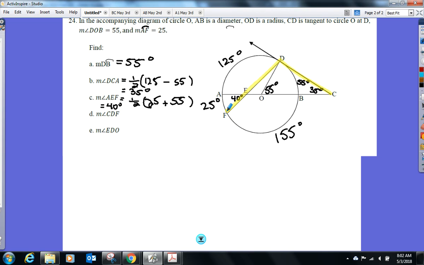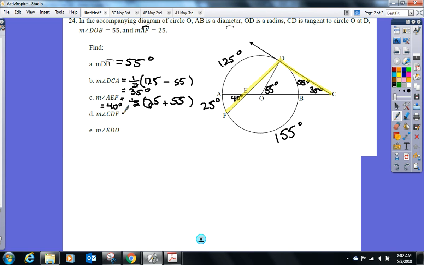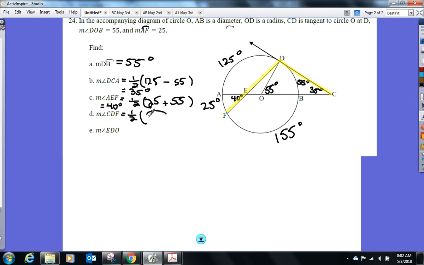Everyone see what I highlighted there? See the arc in between that angle. It's going to be half of arc FBD. So that'll be what? Half of 210? How's the math? 210, so 105. Answer keys are up on Aspen. So that's 105, this angle right here.